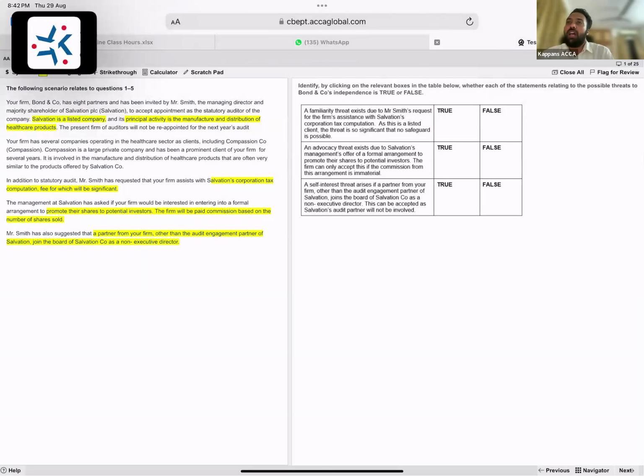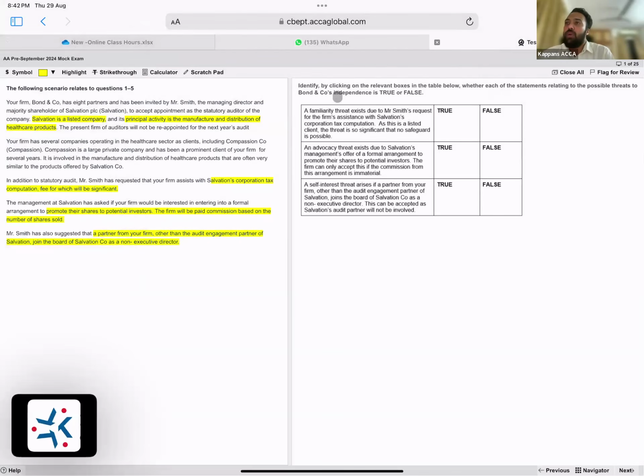The first question is asking you to identify, by clicking on the relevant boxes in the table below, whether each of the statements relating to possible threats to Bond and Company's independence is true or false. A familiarity threat exists due to Mr. Smith's request for the firm's assistance in Salvation's corporate tax computation. As this is a listed client, the threat is so significant that no safeguard is possible.